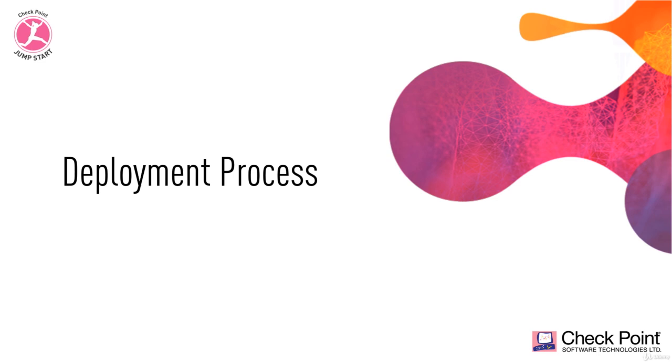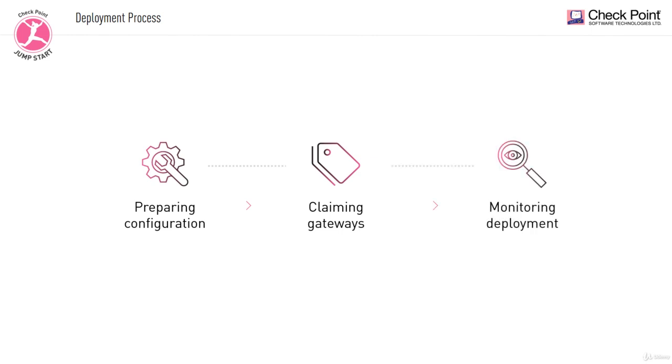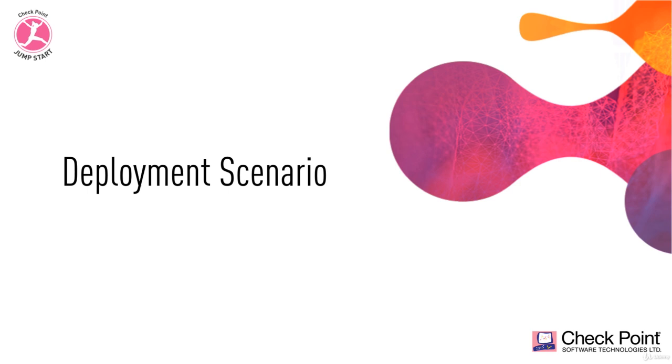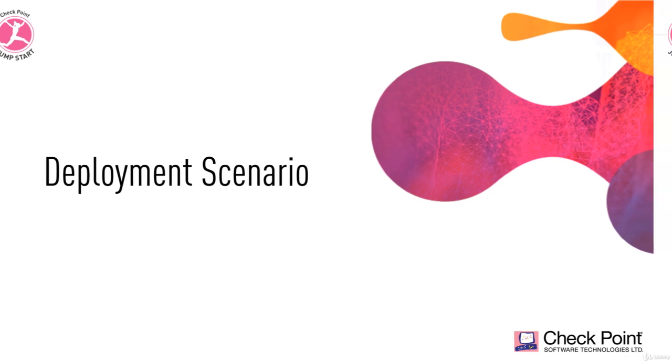In general terms, deploying with Zero-Touch involves the following key steps from the perspective of the Zero-Touch administrator: preparing the configuration, claiming the gateways to be deployed, and finally, monitoring the deployment progress. Let's look at the following scenario and see how its requirements can be accommodated.